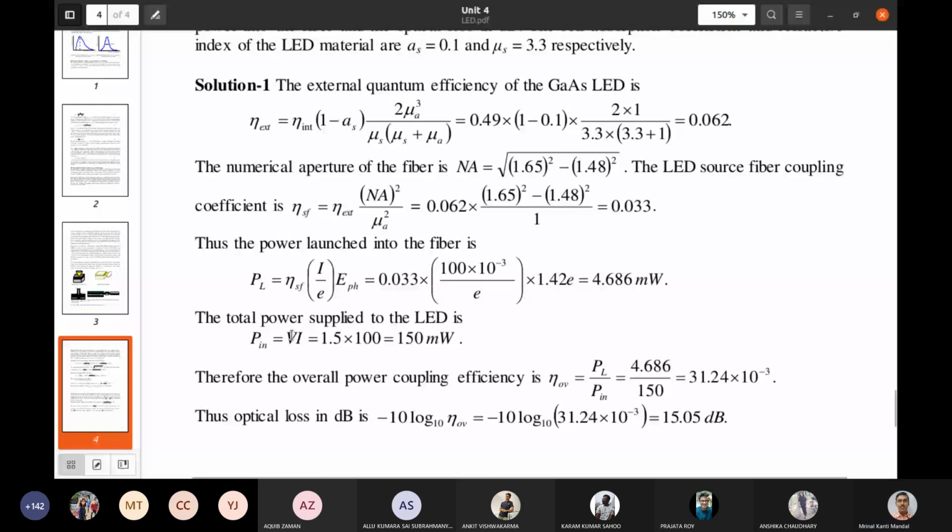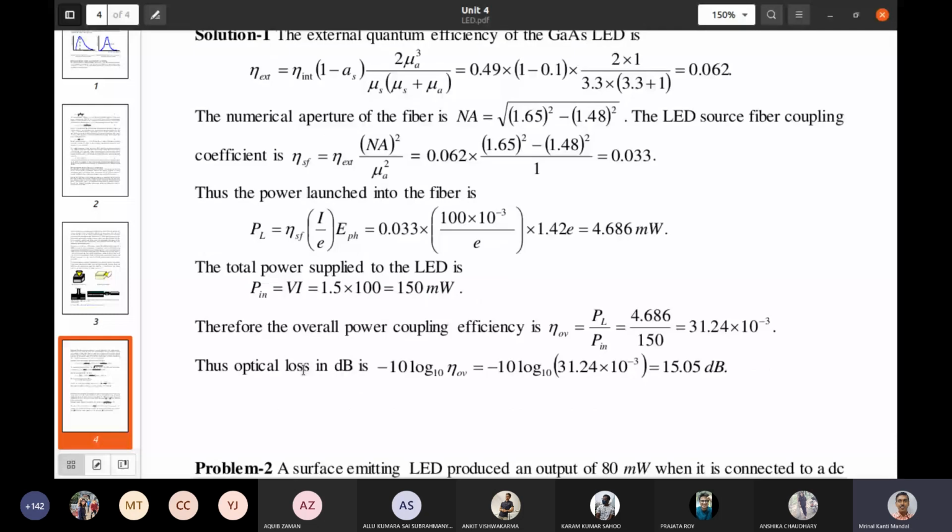So therefore the overall power coupling efficiency, that is output power divided by input power, is the efficiency. In terms of optical loss, if we calculate minus 10 log of this efficiency, it gives you 15 dB. So this is the optical loss, and this is the coupling efficiency. Point is clear?